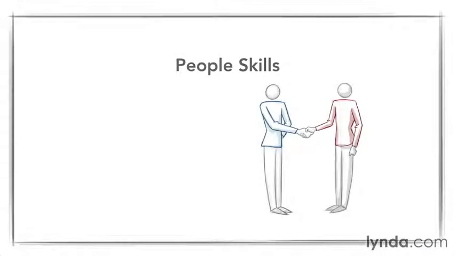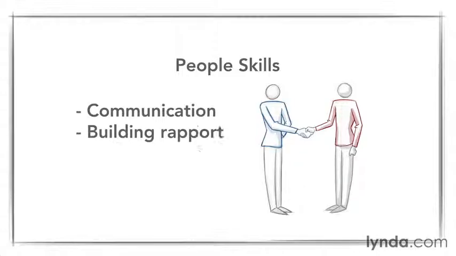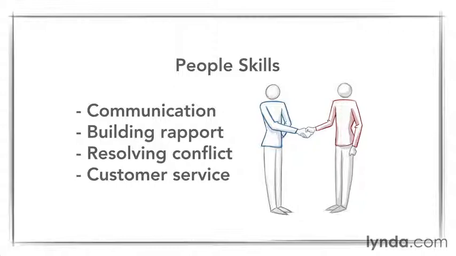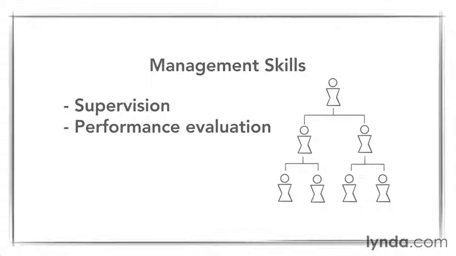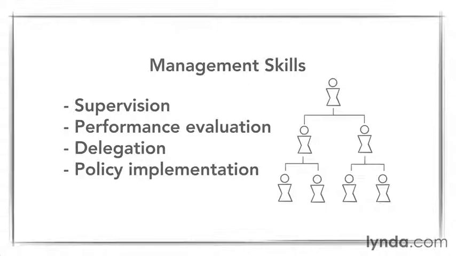People skills have to do with interacting with others. This would include things like communication, building rapport, resolving conflict, and customer service, to name a few. Management skills are about creating a safe and stable structure within which employees can do their best work. Managers supervise, evaluate performance, prioritize and delegate, and implement policies, among other things.